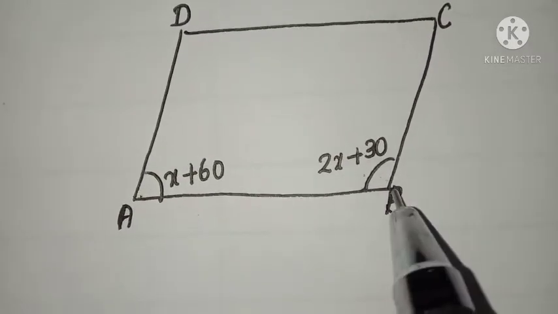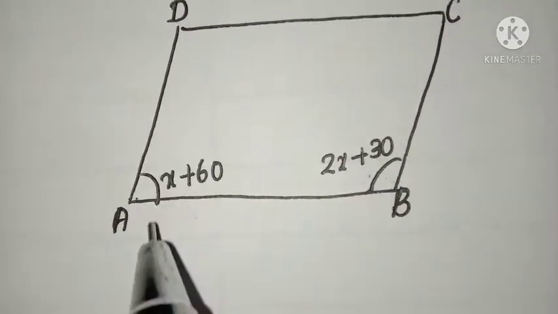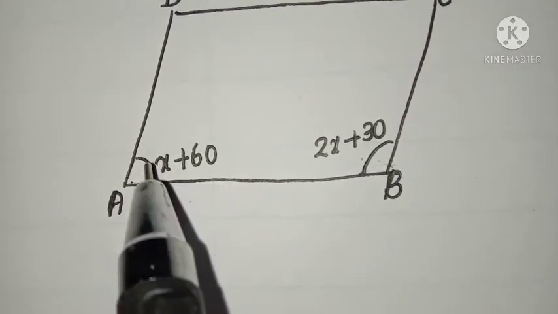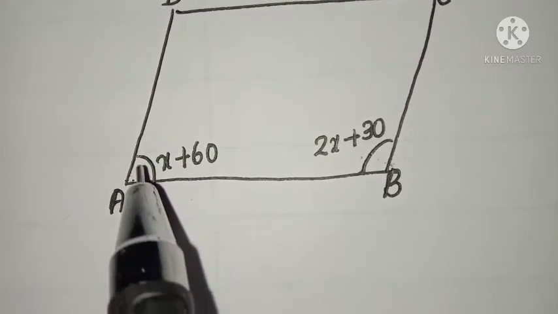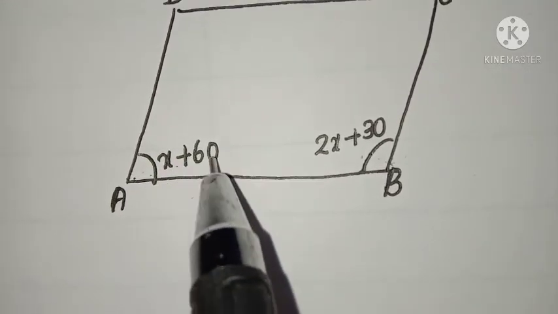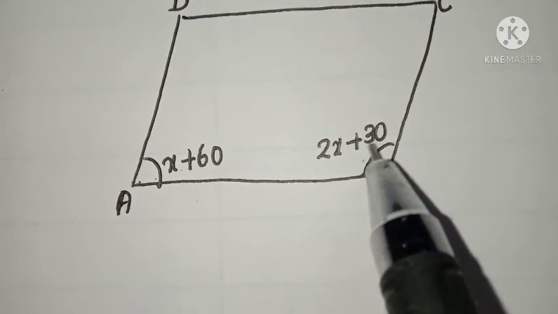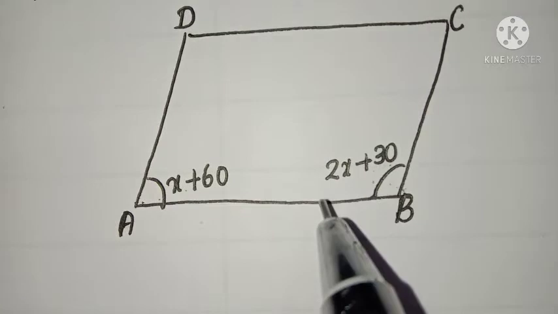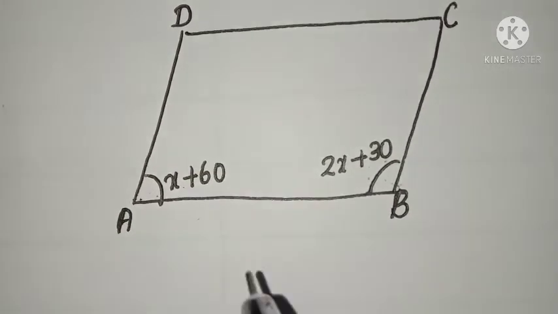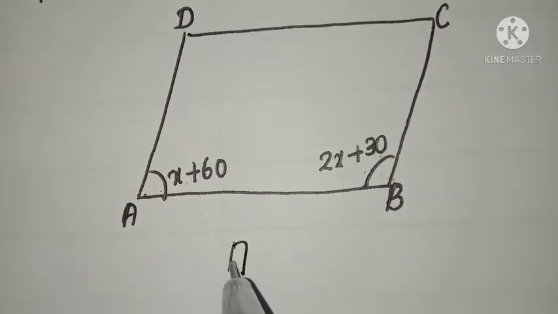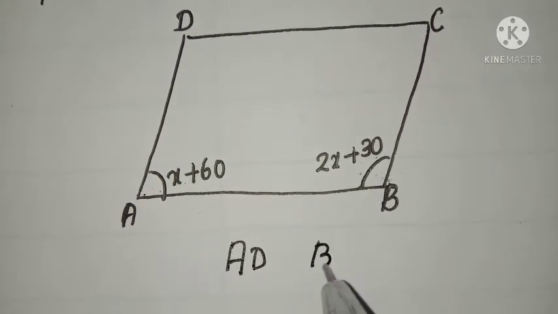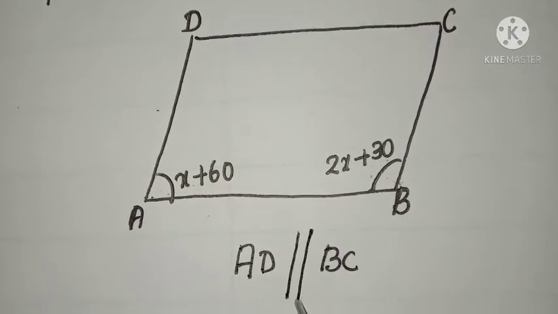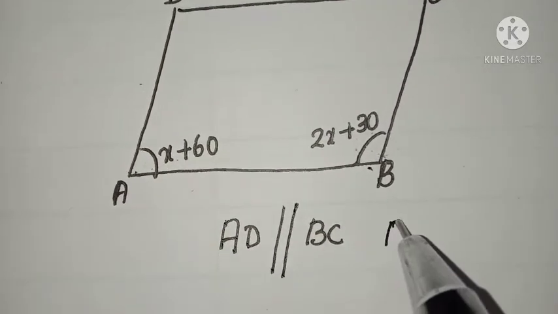Listen, in the question ABCD is a parallelogram that is given. A and B, let us consider these two angles as consecutive angles. Angle A is x plus 60, angle B is 2x plus 30. ABCD is a parallelogram means both pair of opposite sides are equal and parallel. So let us consider AD and BC. AD and BC are opposite sides which are parallel and AB is transversal.